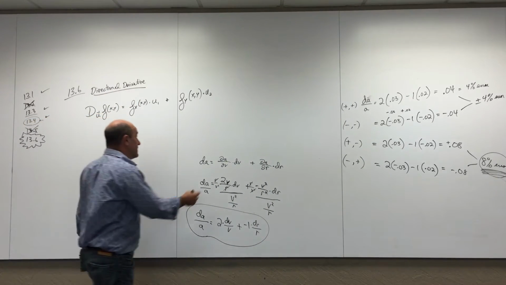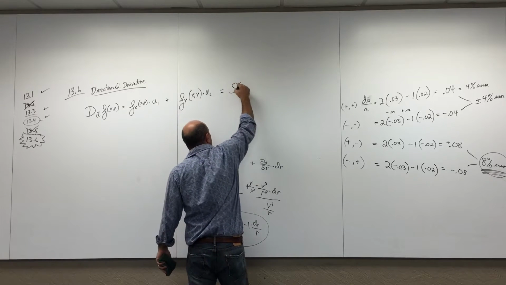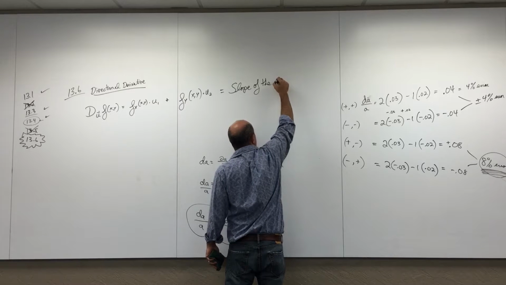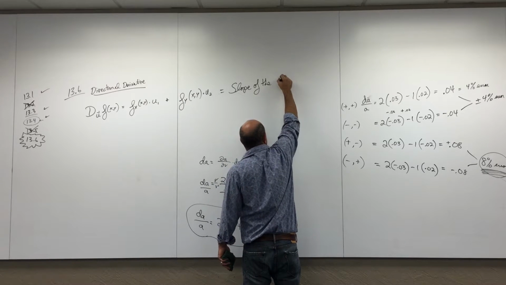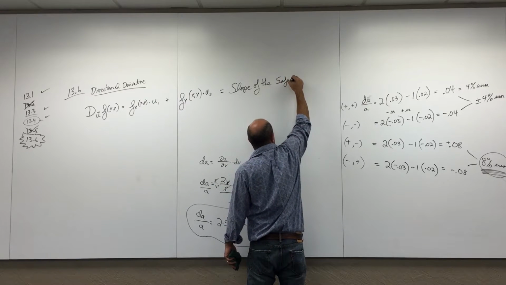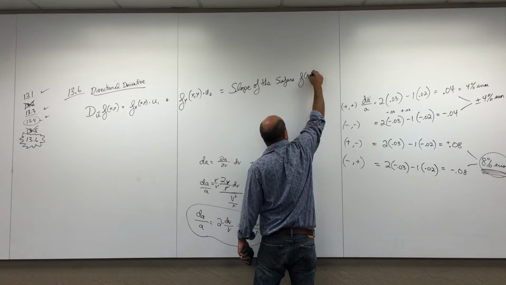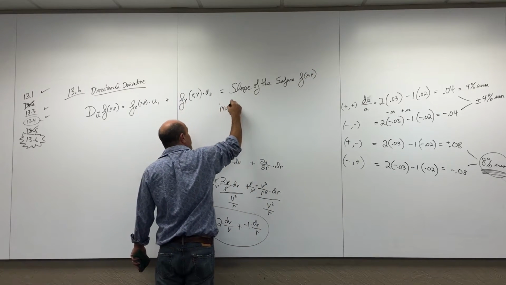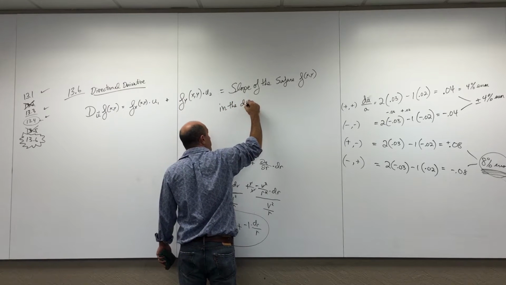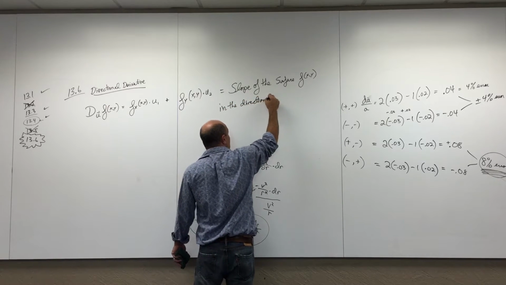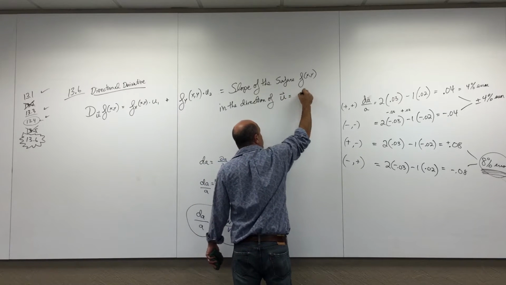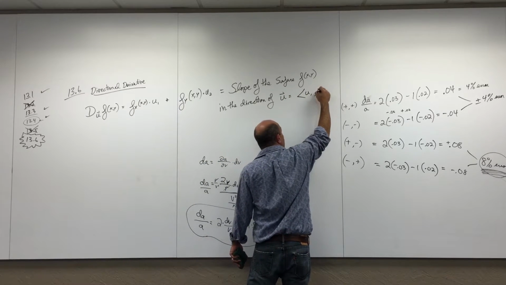What is it? I'll tell you what it is. It's the slope of the surface. It's the slope of the 3D surface. It's the slope of the surface f of x, y, that's the function, in the direction of the unit vector u, which is a little unit vector u1, comma u2.